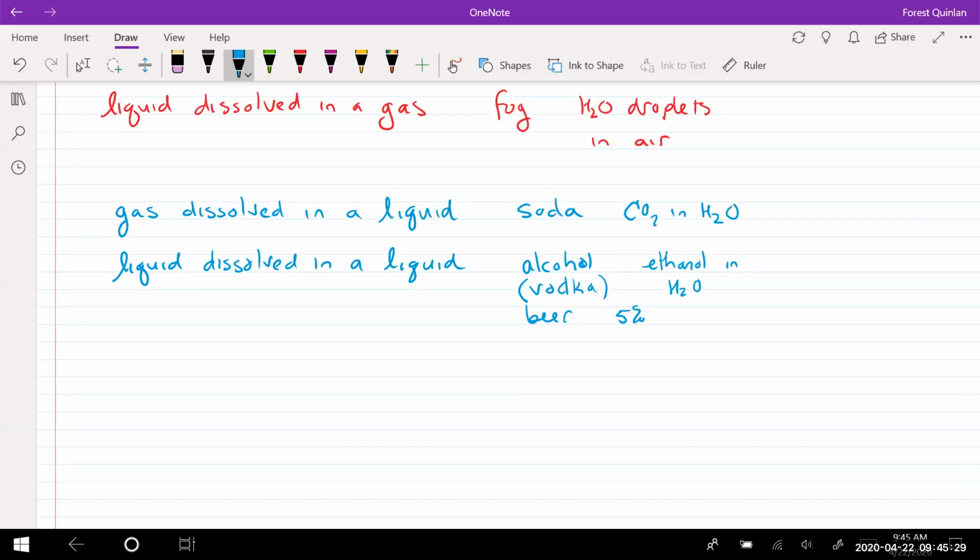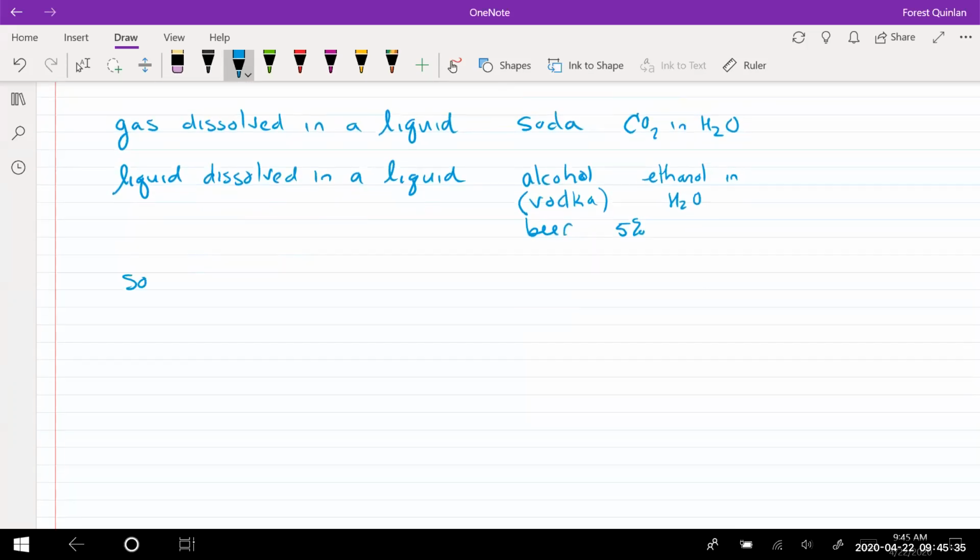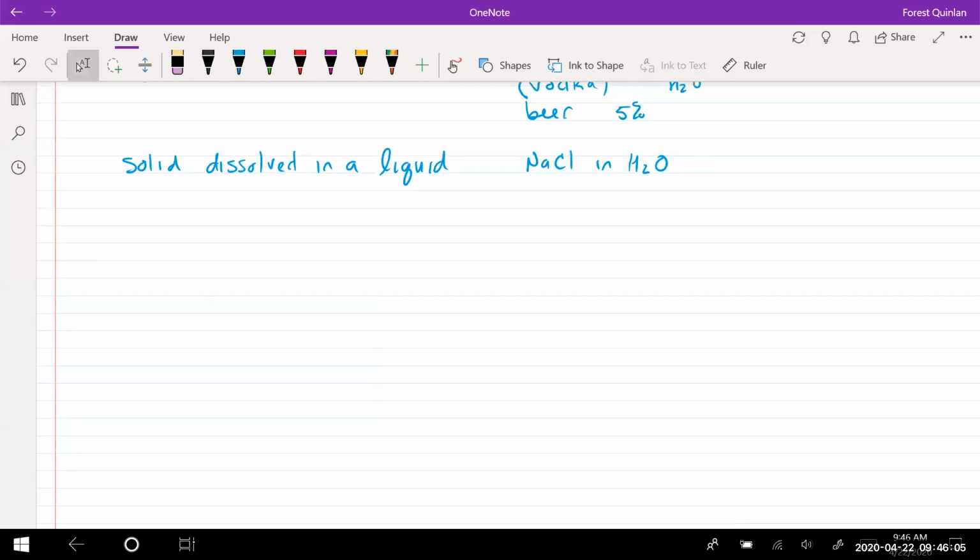And finally, the last one here, we have a solid dissolved in a liquid. And of course, this is good old salt water. So those three shouldn't be anything too unfamiliar. The last two might be interesting, although we do know one of them, even if we haven't thought of it in that term.